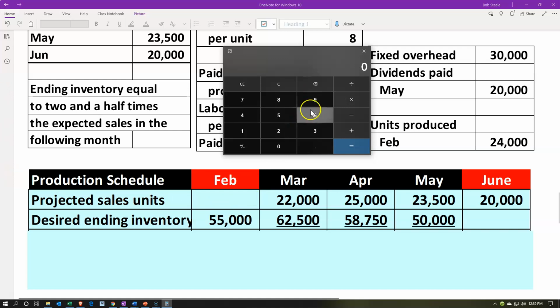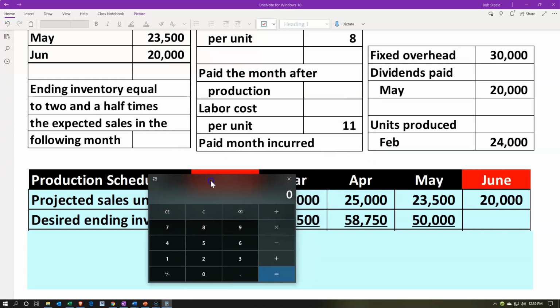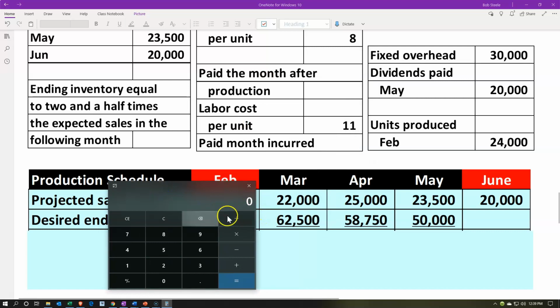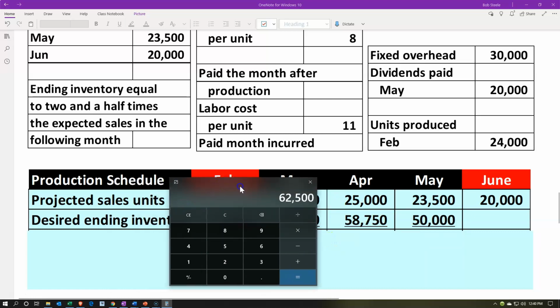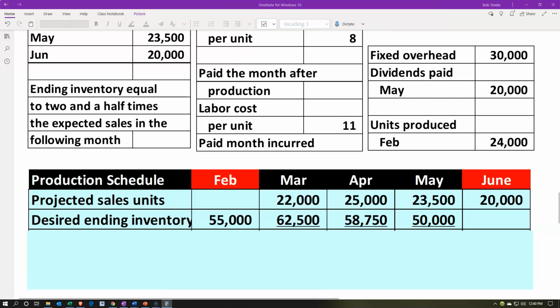So if we did that all the way across, we'd say, okay, so then we're looking at March's number here. So we're going to look at this 25,000 times 2.5, and there's our 62.5. And then we're looking at the 23,500 times 2.5. That's going to give us our 58,750, and so on and so forth. Or so there's one more so on. So like a so on and no so forth, just one more.